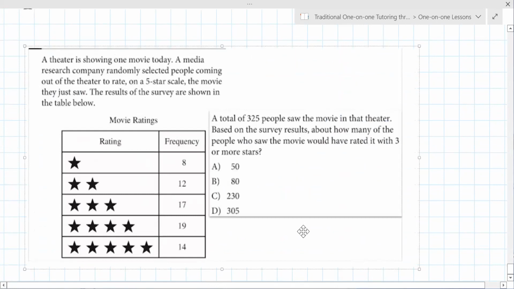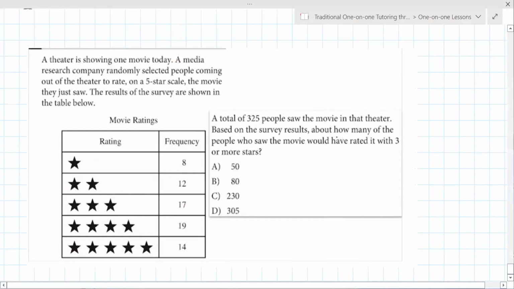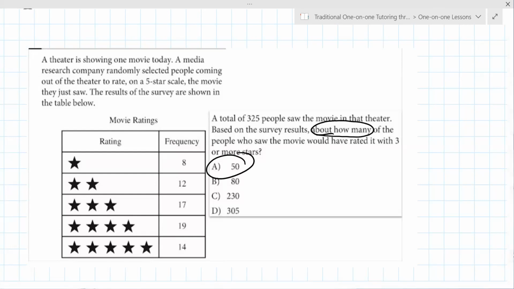All right. Let's go right to the question here. It says, based on the survey results, about how many of the people who saw the movie would have rated it with 3 or more stars? 3 or more, so 17 plus 14 plus 19. So about 50. Yeah. So notice you don't even need the exact number because it says again, about how many, which means estimate, approximate. You don't need to get it exactly.